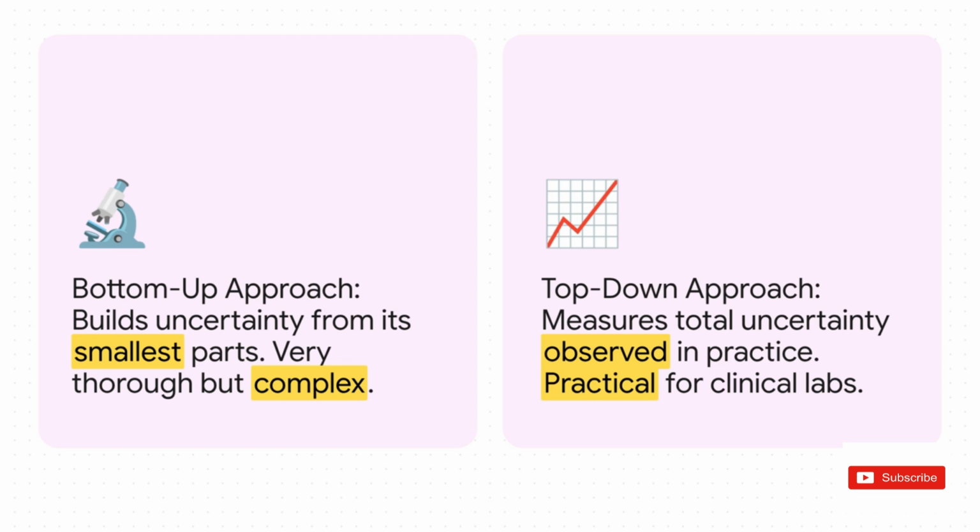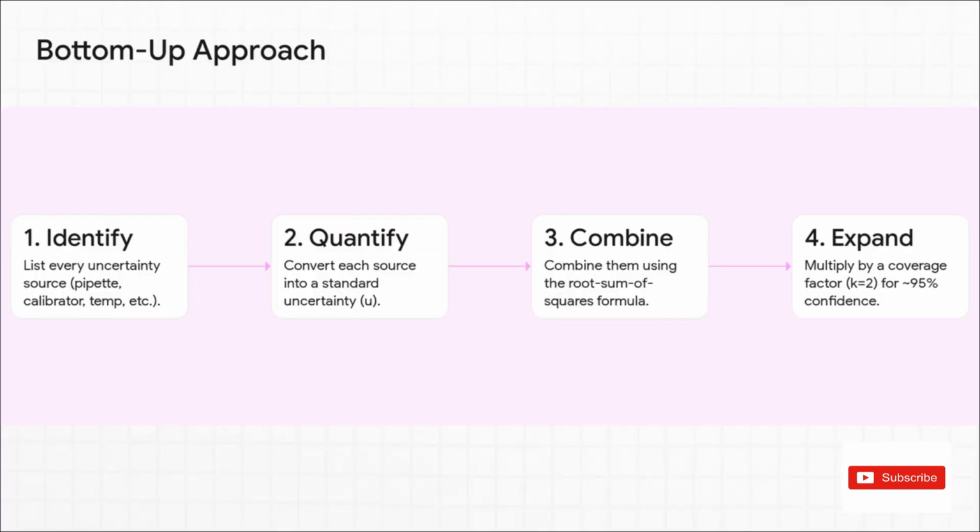With that bottom-up method, you are literally an accountant for every tiny bit of doubt. You identify every source, you quantify it, you combine them all using a special formula, and then you expand it to get that 95% confidence.